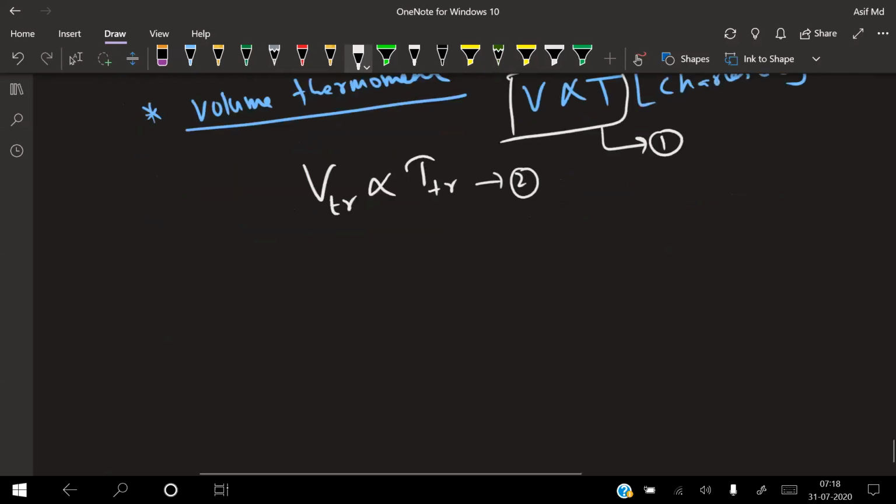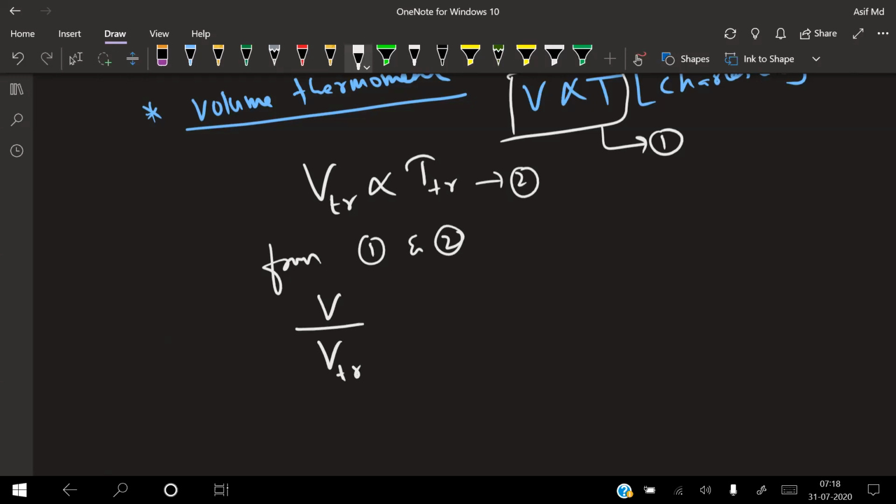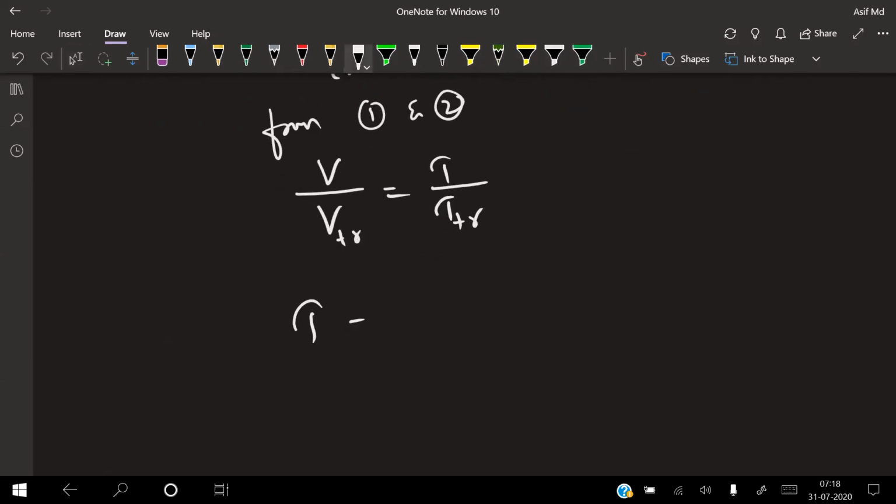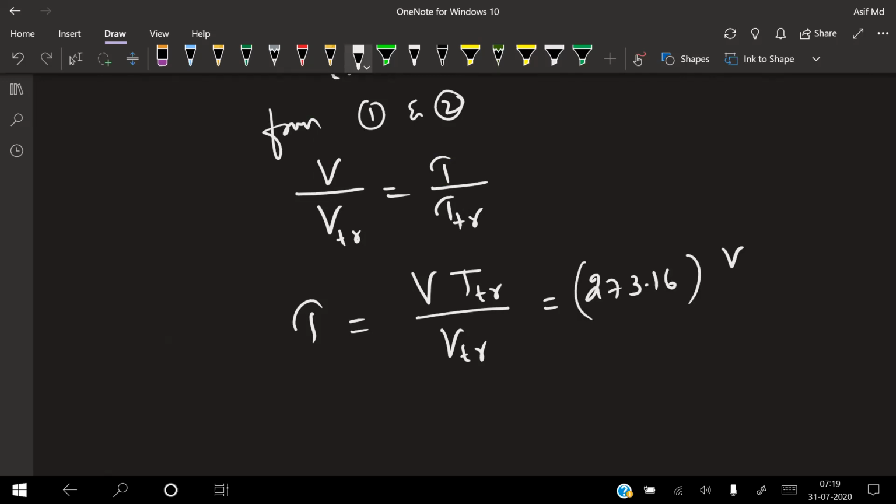So from 1 and 2, V by volume at the triple point equals T by temperature at the triple point. That means temperature T equals V into temperature of the triple point divided by volume at the triple point. That value is approximated to the temperature of the triple point, how much we got? 273.16 into V by volume at the triple point. Okay, so this is your formula for the condition.